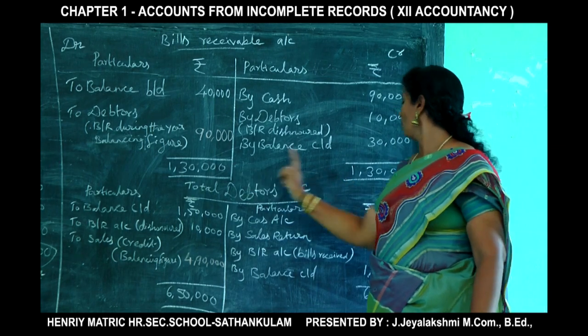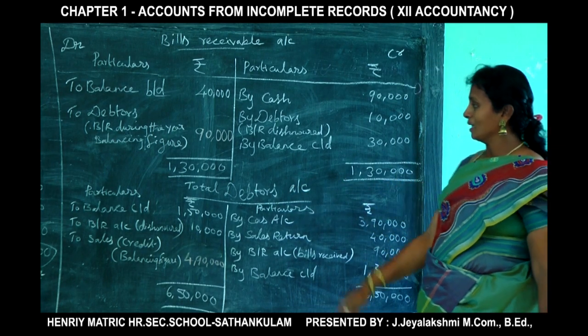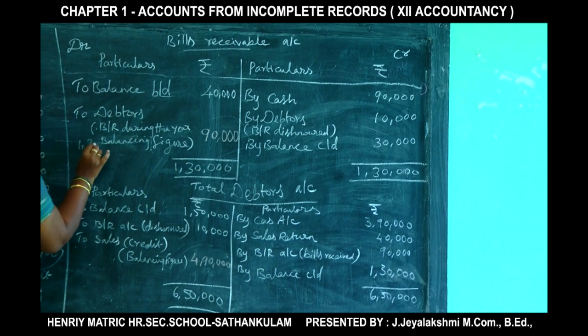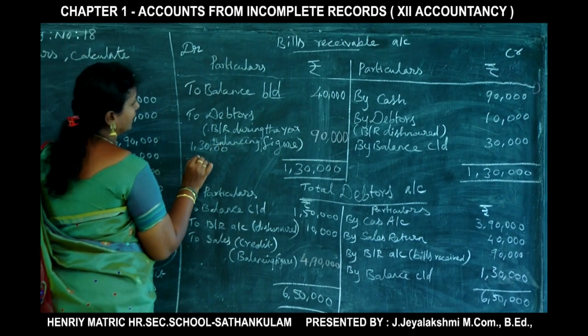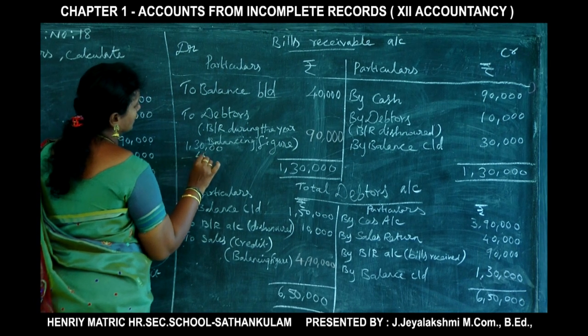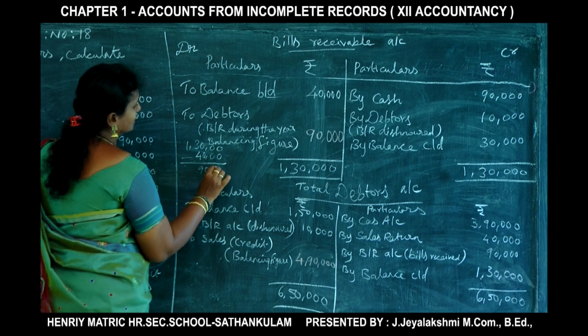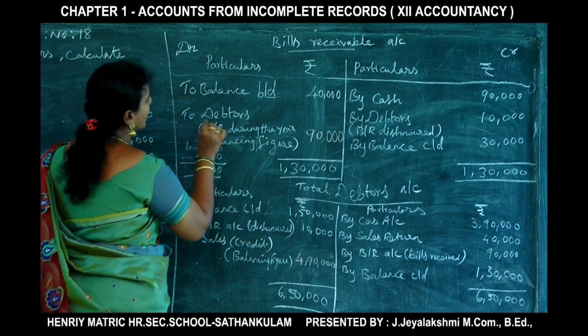So we get 1,30,000. How are we calculating? 1,30,000 minus 40,000, we get 90,000. So this is the balancing figure of the debtors.